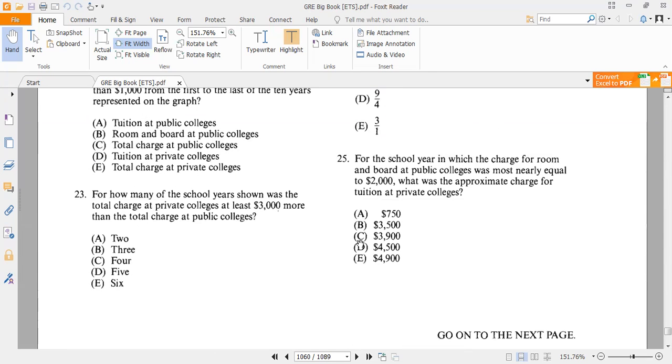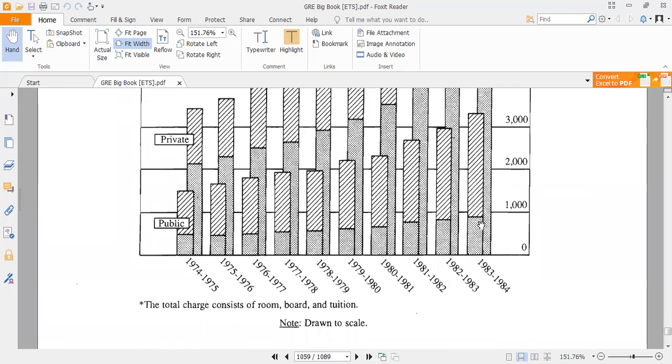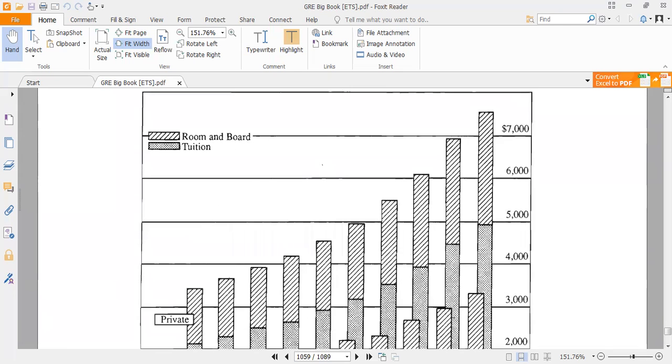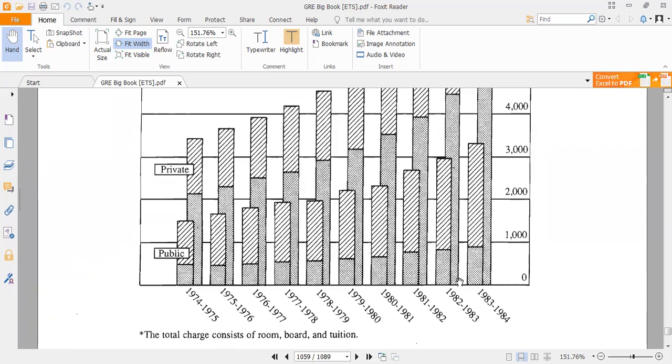And the last question. For the school years in which the charge for room and board at public colleges was most nearly equal to $2,000, what was the approximate charge for tuition at private college? Okay. First we go to the public college and the charge for room and board. It is described by the dash line. So it is all about visualizing. If we can visualize quickly, we can solve this question quickly.